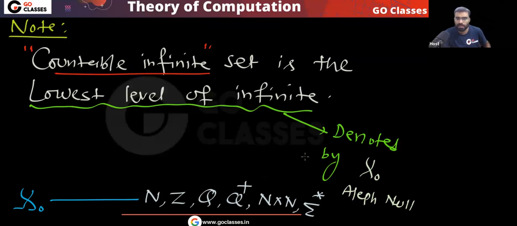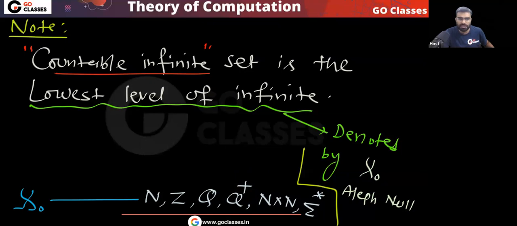Yes or no? All of them are countable, right? Correct. We have already seen Sigma star is countably infinite. N cross N is countably infinite. The set of rational numbers is countably infinite. The set of integers, the set of positive rational numbers, Sigma star, all these are countably infinite. So that you already know. This is the lowest level of infinity.